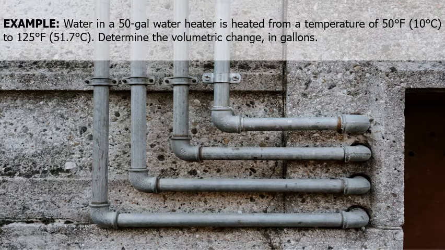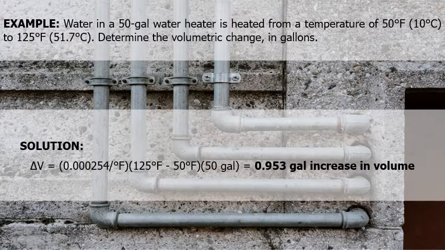Water in a 50-gallon water heater is heated from a temperature of 50 degrees Fahrenheit or 10 degrees Celsius to 125 degrees Fahrenheit or 51.7 degrees Celsius. Determine the volumetric change in gallons.